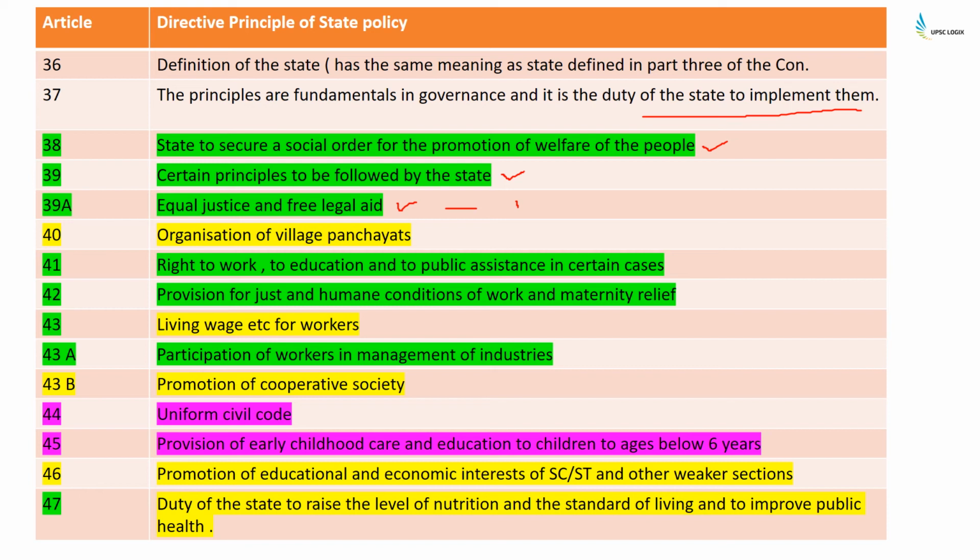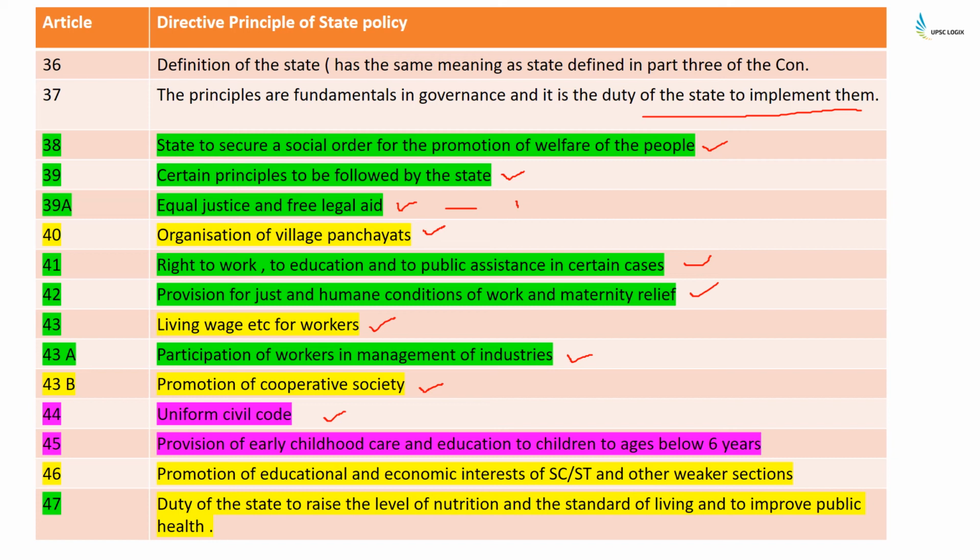Article 40 is organization of village panchayats. This is a Gandhian principle. Article 41 is right to work, to education and to public assistance in certain cases. Article 42 is provision for just and humane conditions of work and maternity leave. Then Article 43 is living wage, etc. for workers. Article 43A is participation of workers in management of industries. 43B again is a Gandhian principle and it says promotion of cooperative societies. Article 44 is uniform civil code.